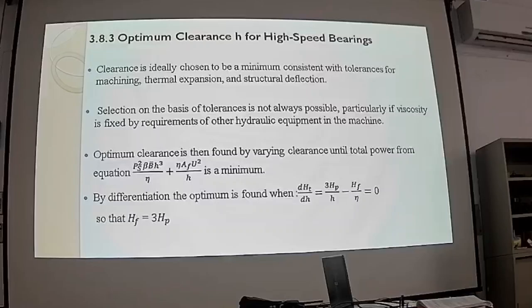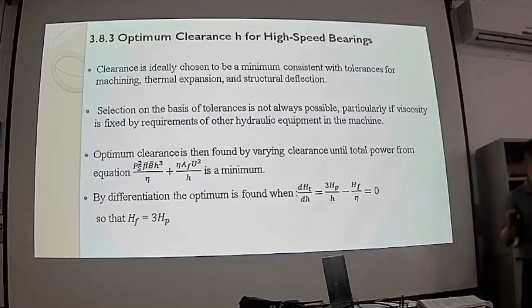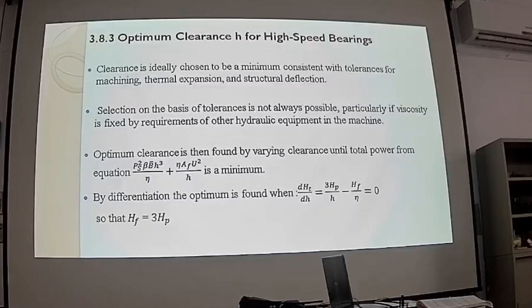So this clearance is also not always appropriate to use directly from theoretical analysis to find the optimum clearance. The minimum clearance is constrained by the manufacturing capability for the assembly. Another constraint is that if you have a bigger clearance, then you will have a lower stiffness.